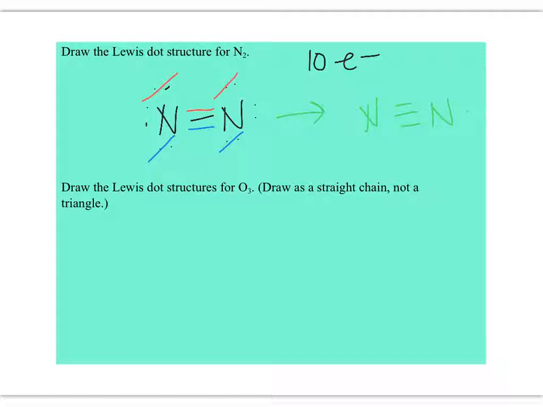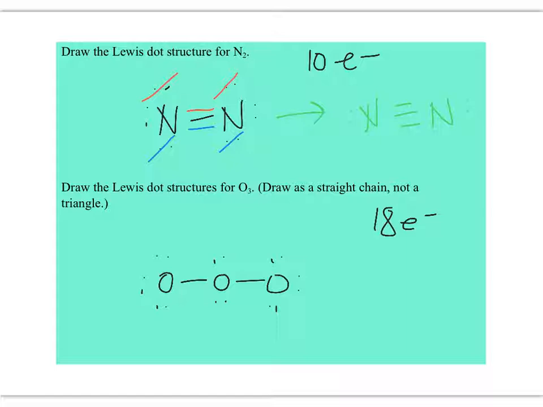For ozone, O3, I've got 18 electrons total, 6 times 3. And I'm going to draw this as a straight chain with the central atom. I'm not going to make a cyclic structure. So if I draw this normally with single bonds and give everything its octet, we get this. Notice I put the 2 lone pairs on the central atom to give its octet. If I count up the electrons, though, I have 20 electrons.